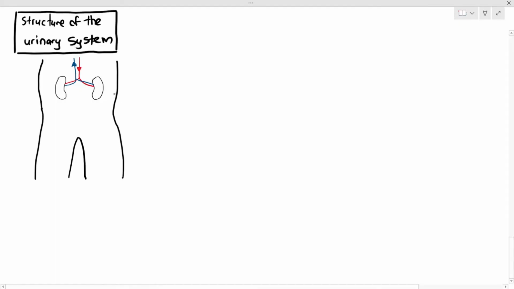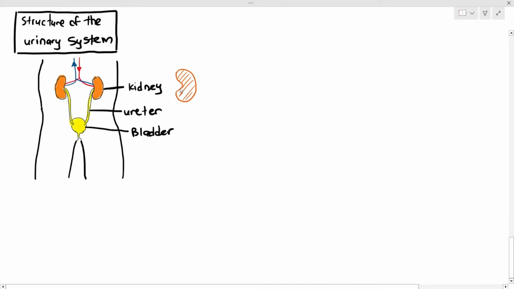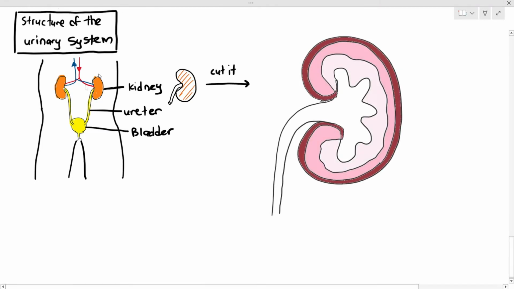And another set of tubes are going downwards, and that set of tubes are connected to another pouch known as the bladder. So we have the kidney, ureter, and bladder. Right? And if we were to take the kidney out, and if we were to cut it into halves to see the inside of the kidney, we are able to see that the kidney actually has a few sections. The sections of the kidney are as follows.